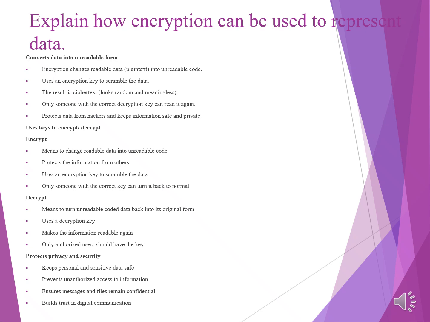Encryption. Encryption is used to protect data. It converts readable data into an unreadable form called ciphertext. Only users with the correct key can decrypt the data. Encryption helps protect privacy and security.